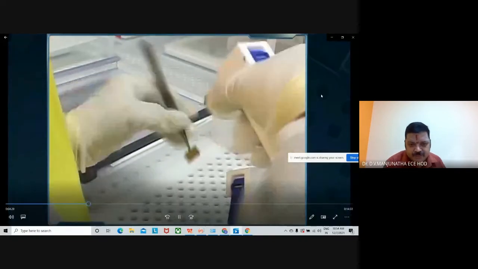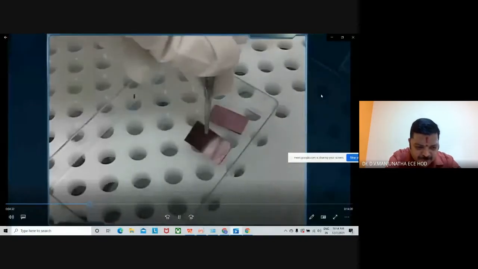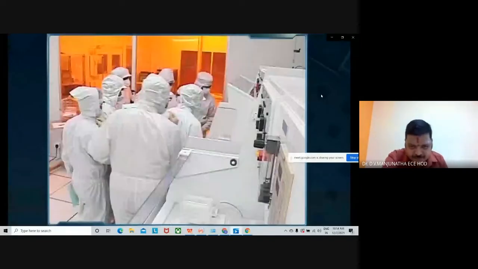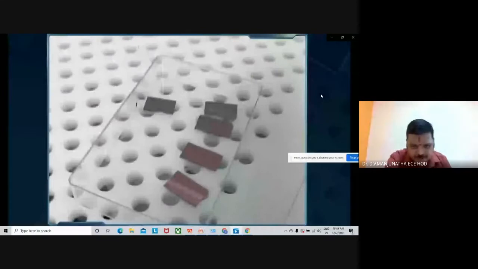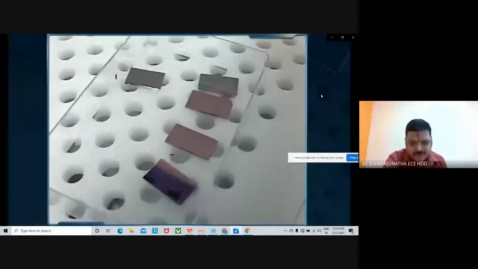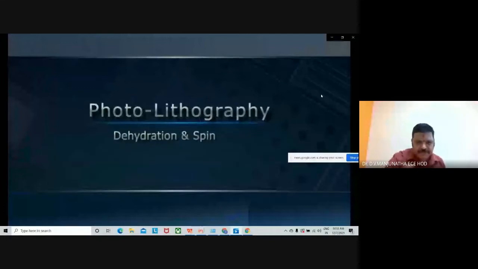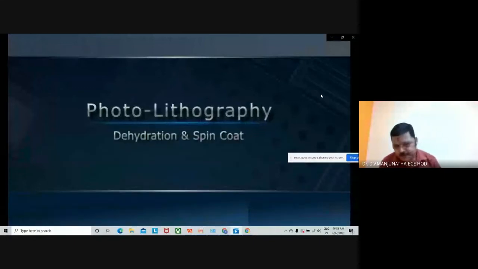This is followed by blow drying the samples with nitrogen. The fabrication of cantilever, I will come to that. Just know the details of the fabrication, how practically the fabrication can be done. So photolithography, I told. So this is a photolithography.